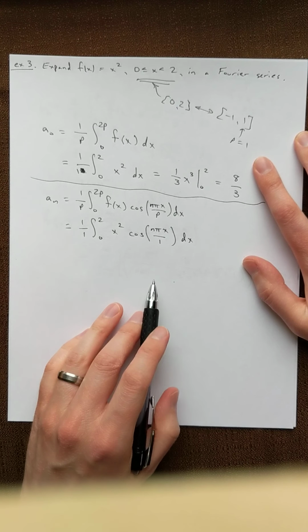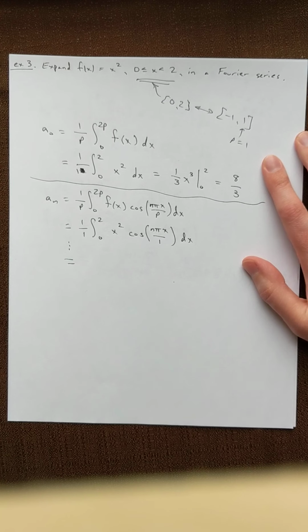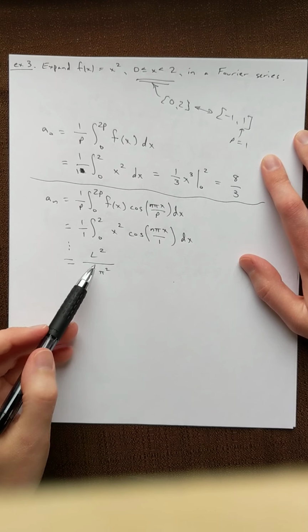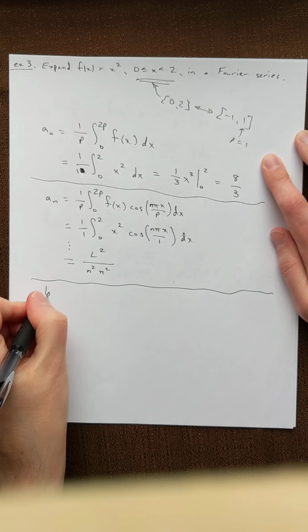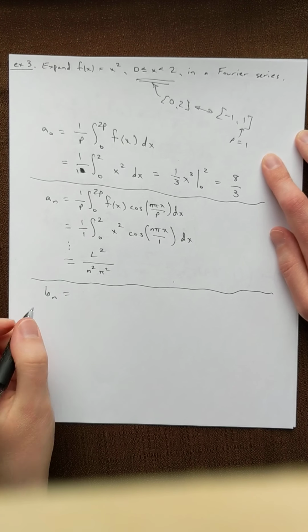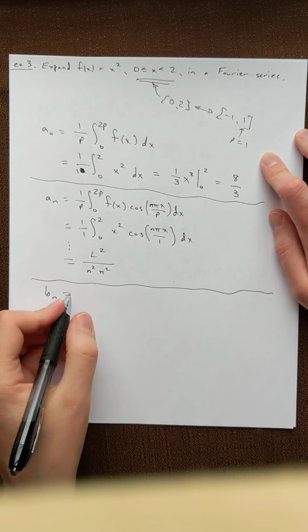So it's a little easier to integrate. Okay, I'm going to pause and write the answer. So our answer is L squared over n squared pi squared. One downside about the half-range Fourier series is that typically it's not going to be even or odd, and so we are going to have to find all three.